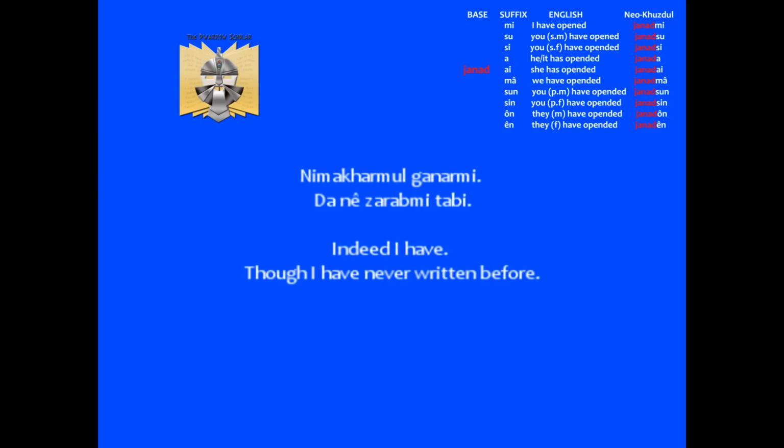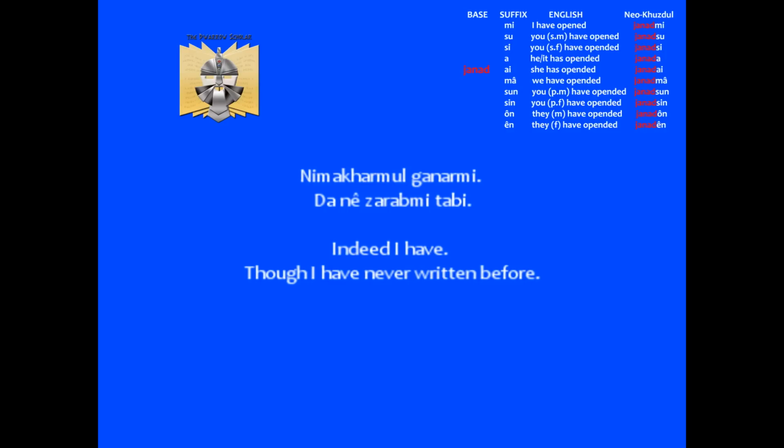Indeed I had, though I have never written before. Nimar Kharbul is indeed. It confirms what is said. I had in the perfect form is seen here as well. Ganar is the base, and we add mi for the first person as we've seen before. So that is Ganar mi. I have. More on to have and to be in future lessons though, as they are somewhat a special irregular variation of verbs, only used when referring to events in the past.